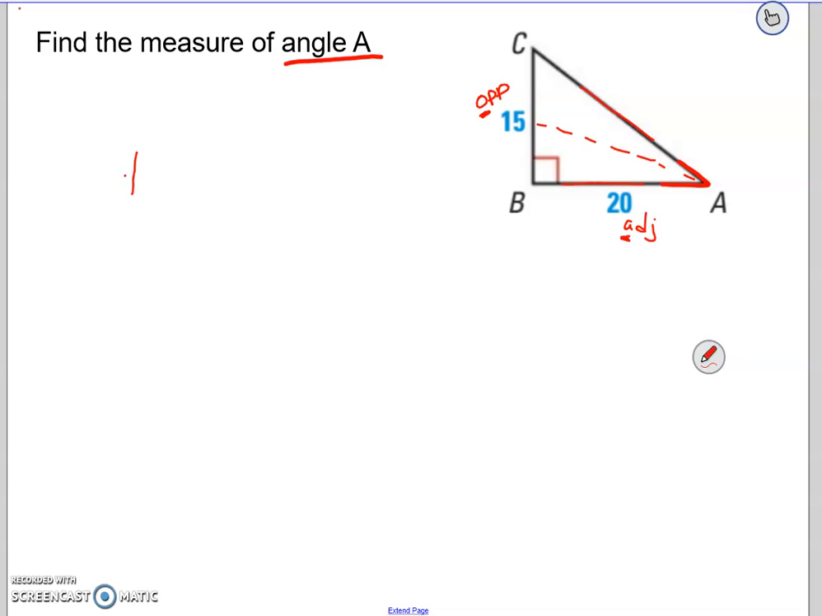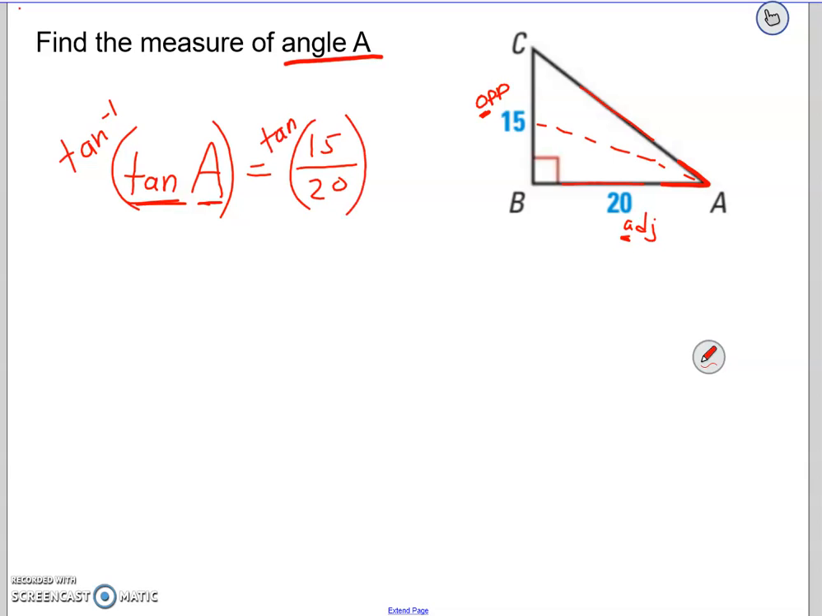So I'm going to start by saying I know something about the tangent of angle A. The tangent of angle A should be the opposite over adjacent, TOA, right? The opposite in this case is 15, and the adjacent side is 20. So now to find the actual angle itself, I want to find A, right? I don't want the tangent of A, so I've got to undo the tangent by taking the arc tangent. And if I do it to one side, I've got to do it to the other side.